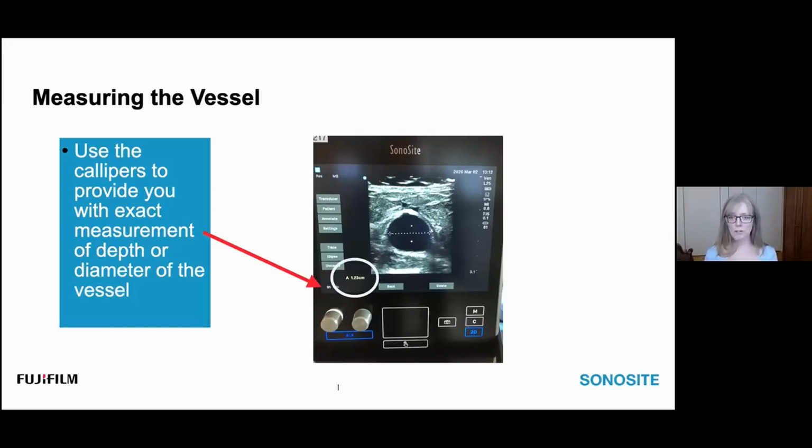So in this particular circumstance, I took the time to measure the diameter of somebody's existing well-matured fistula, and on the bottom right-hand side, the caliper measurement tells me that this vessel is 1.23 centimeters in diameter. So you can use the ultrasound to get exact measurements, not only of the width or the height of the vessel, but the depth of the vessel from the surface of the skin to the top of the vessel itself.